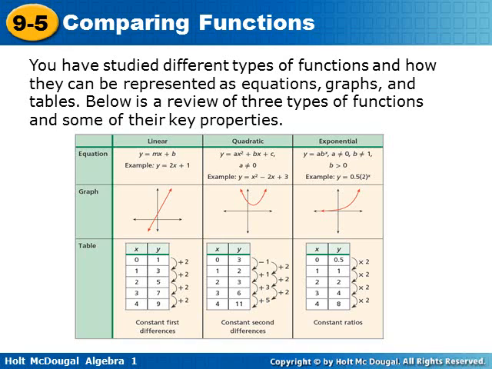Exponential functions are y equals a times b raised to the x power. A cannot equal 0, there needs to be an a value, and b cannot equal 1, and b is going to be greater than 0 or positive. So an example would be y equals 0.5 times 2 raised to the x power. It's always a smooth curve, either coming from the left or the right, and the graph can go up or down, and they will always have constant ratios.